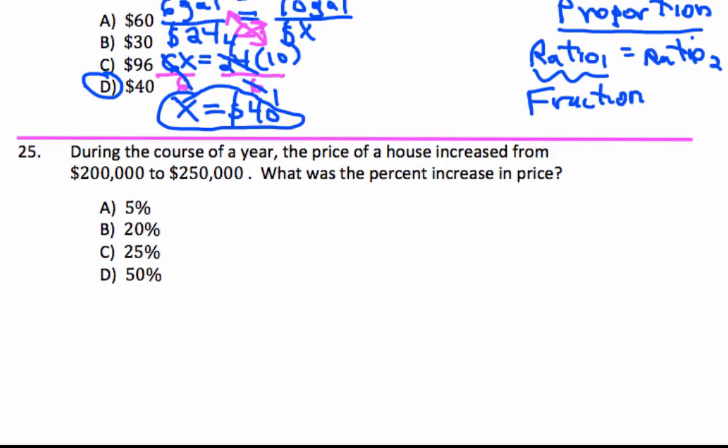Problem number 25 is a percent increase word problem. The price of a house increases from $200,000 to $250,000. They want to know what percent increase that represents.